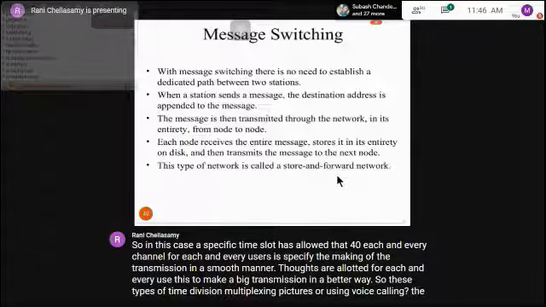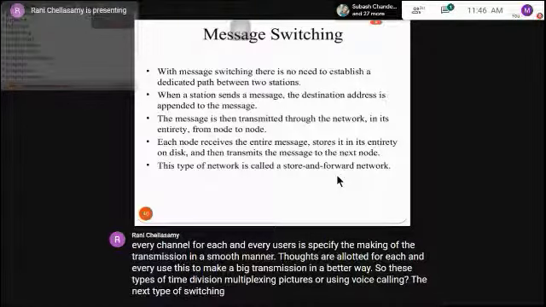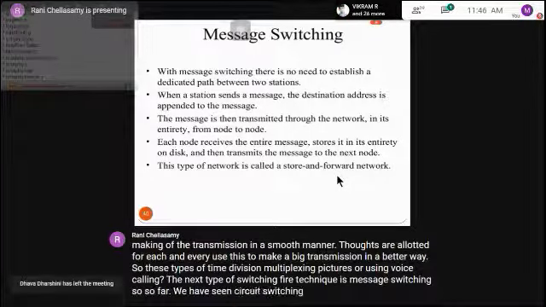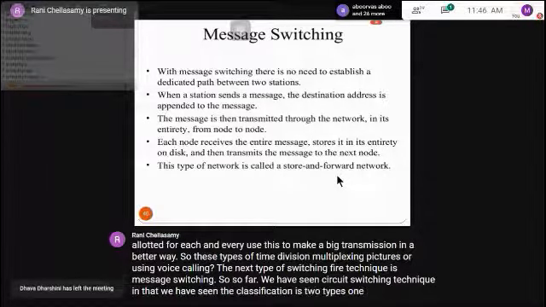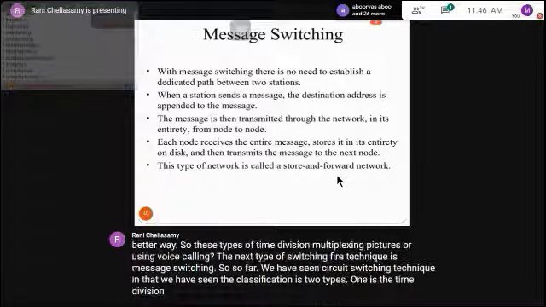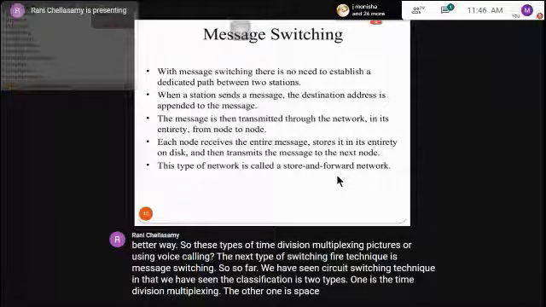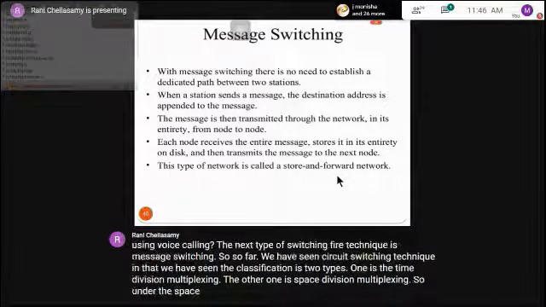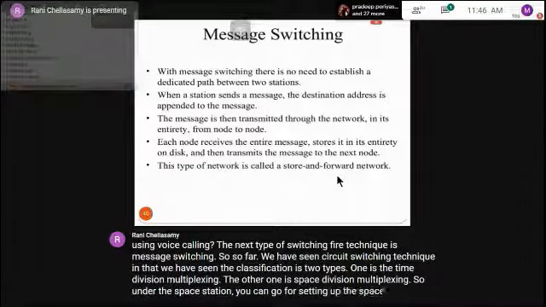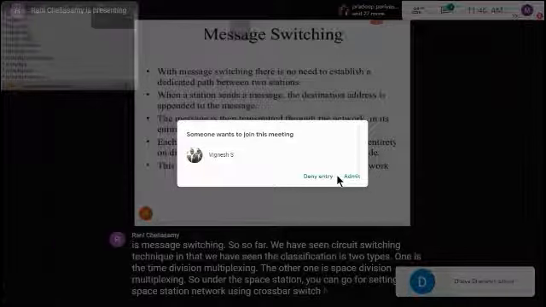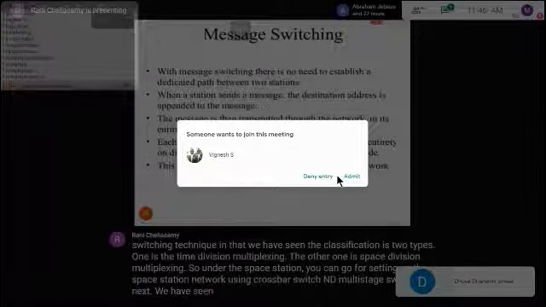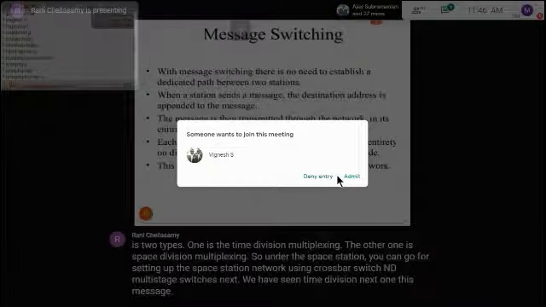The next switching technique is message switching. So far we have seen the circuit switching technique. In that we have seen the classification is of 2 types. One is time division multiplexing. The other one is space division multiplexing. Under space division, you can set up the space division network using the crossbar switch and the multi-stage switch. Next we have seen time division. Next one is the message switching technique.